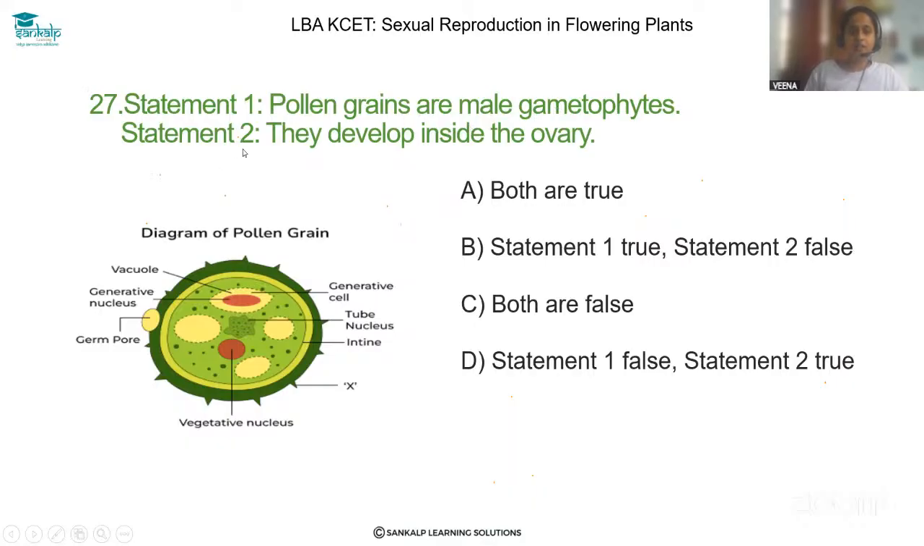And statement 2, they develop inside the ovary. Is that true? No, right? Because the ovary is the female reproductive part of the flower. How can this male gametophyte be developing inside the ovary? So statement 2 is wrong, not correct. So the final answer is here, answer B. Statement 1 is true and statement 2 is false.